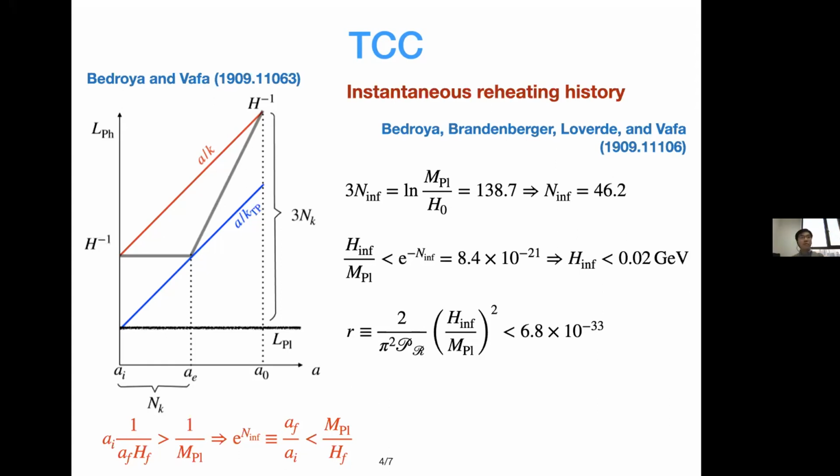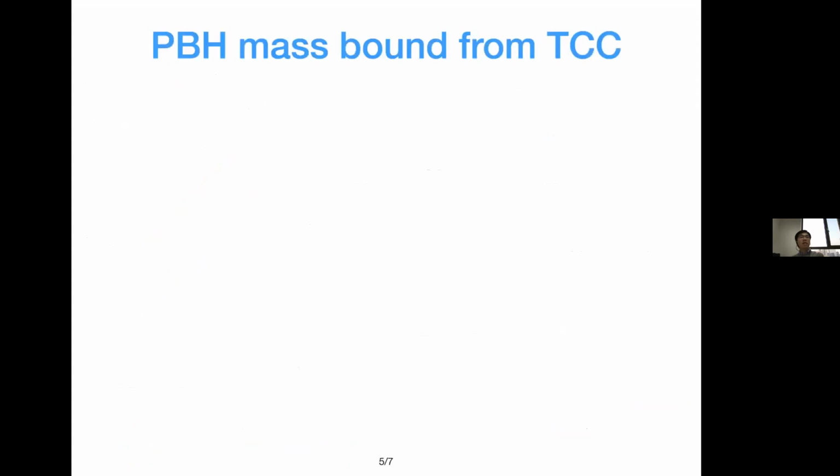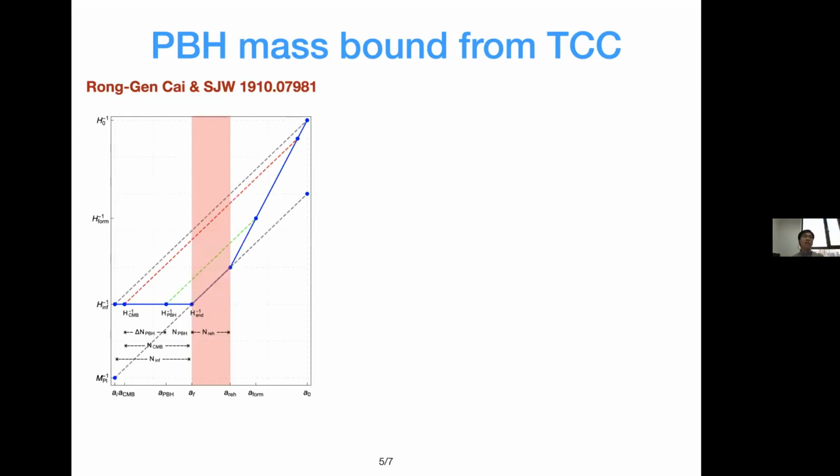that actually rules out most of the inflation models. Even for the non-instantaneous reheating history, the above constraint could be relaxed at the price of an ultra low reheating temperature. So therefore, the TCC imposes huge challenges on model building and fine tuning. It also puts a very strong bound on the PBH mass. For a general reheating history and PBH formed in the radiation dominant era, there is actually a lower bound on the PBH mass, since we have an upper bound on the inflationary Hubble scale.